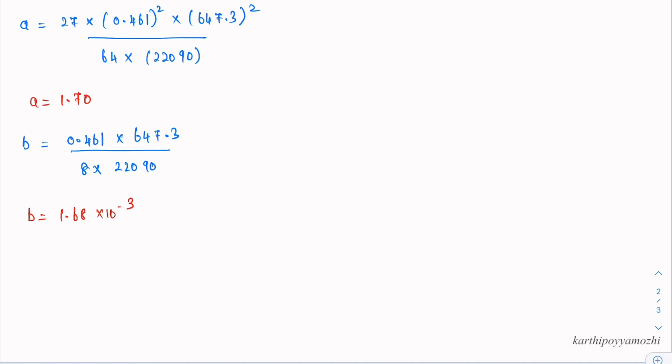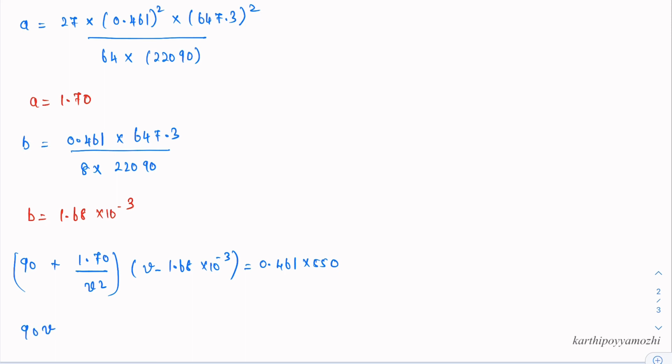Now on substituting the value of A, B, pressure and temperature in the van der Waals equation, you will get (90 plus 1.70 divided by V square) into (V minus 1.68 into 10 to the power of minus 3) is equal to 0.461 into 550.